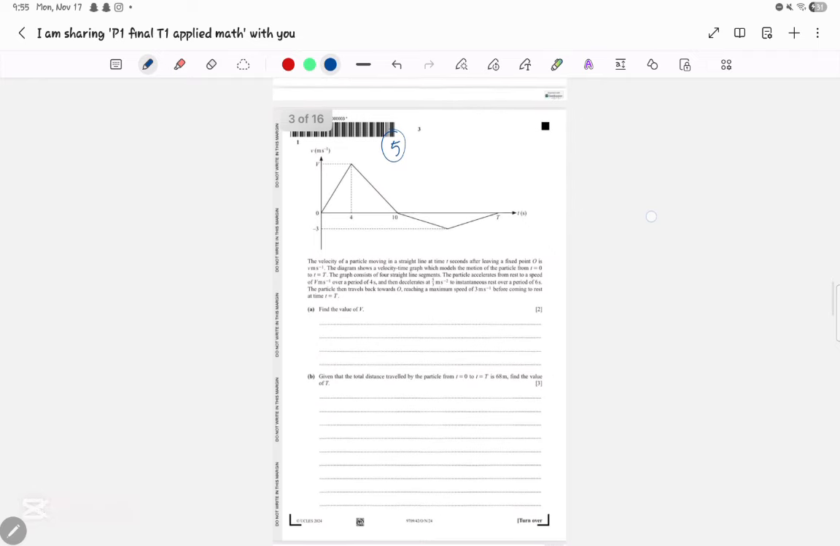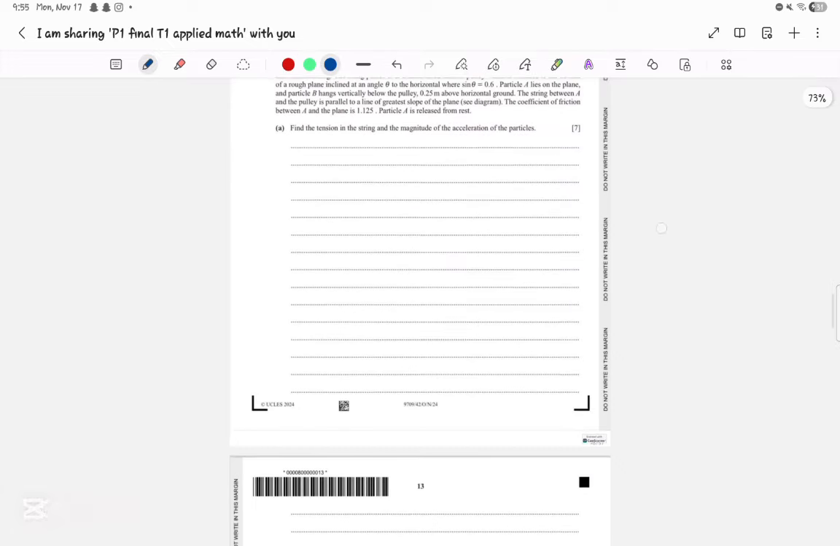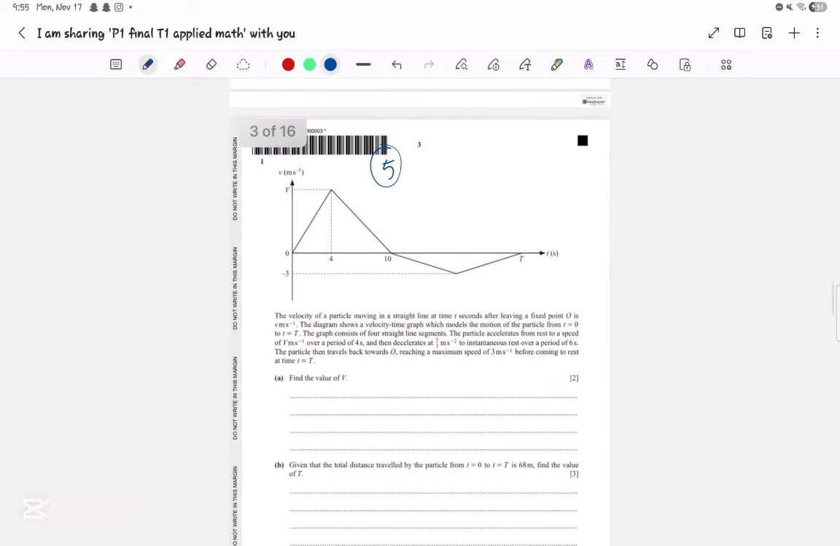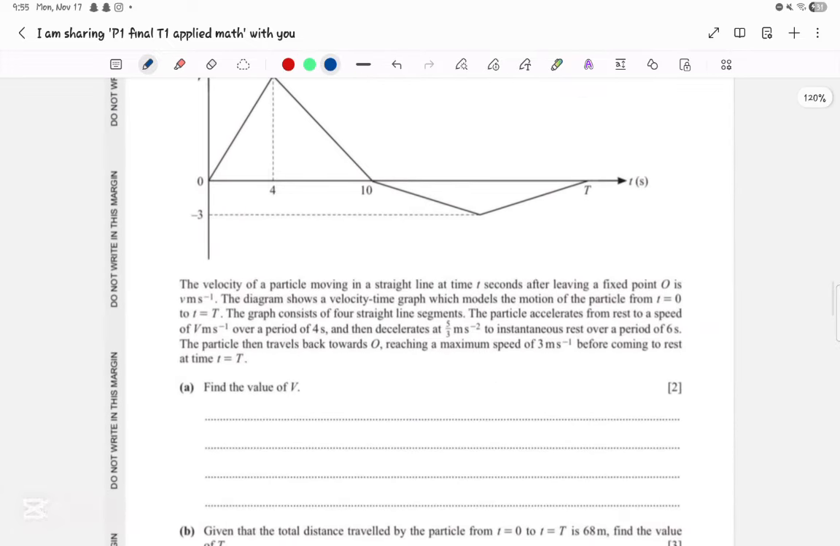Okay, question number 5. The velocity of a particle moving in a straight line at a time t seconds after leaving a fixed point O is v meters per second. The diagram shows a velocity-time graph which models the motion of the particle from time equal to 0 to time equal to capital T. The graph consists of 4 straight line segments. They want us to find the value of v.